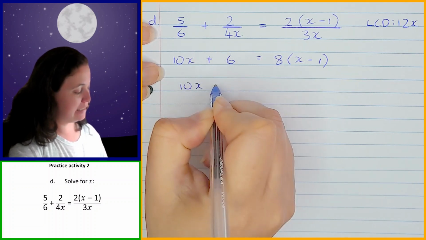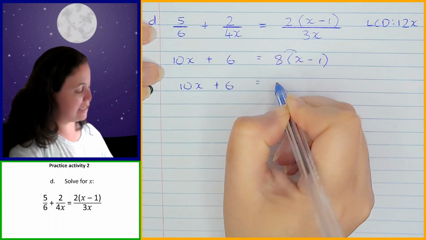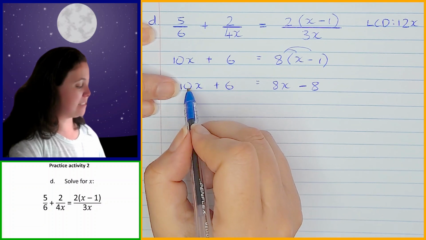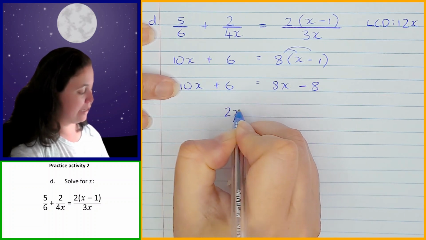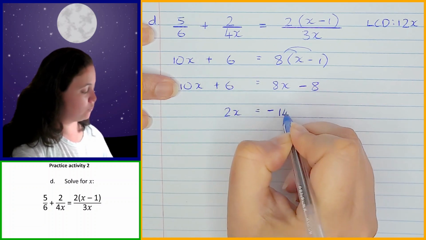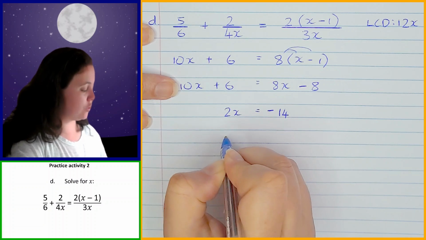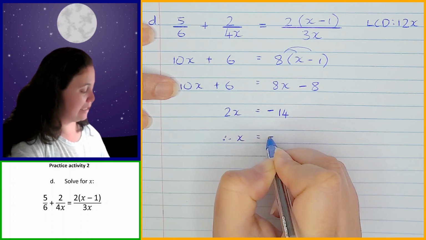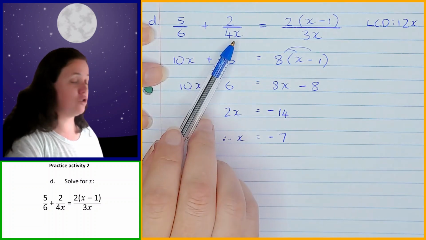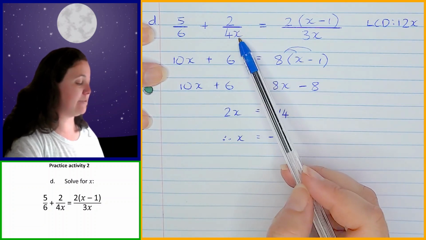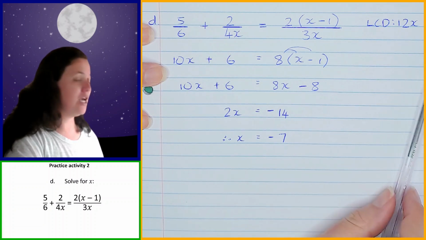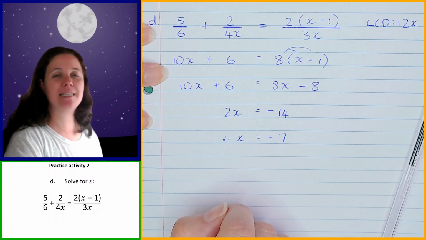So I've got 10x plus 6 equals 8 times x is 8x, and 8 times negative 1 is minus 8. So I've got 10x minus 8x is 2x equals negative 8 minus 6 is negative 14. And then I can go and divide by 2, so therefore x is equal to negative 7. And if you check this over here, if x is negative 7, it's not going to cause you to divide by 0, because the only way you would end up dividing by 0 is if x is 0. So over here, this is a valid solution. So that is what you should have got for question D, that x is negative 7.